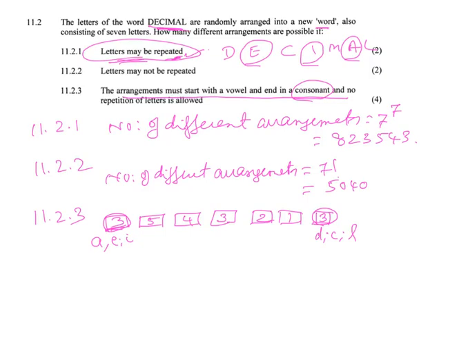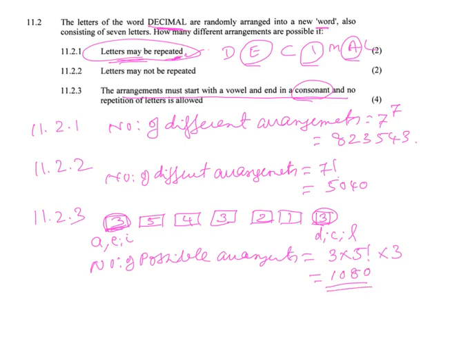So number of possible arrangements starting with a vowel and ending with a consonant is how much? It is three choices: 3 times 5 factorial times 3. That is my answer, and you can use your calculator, so it is going to be 1080.